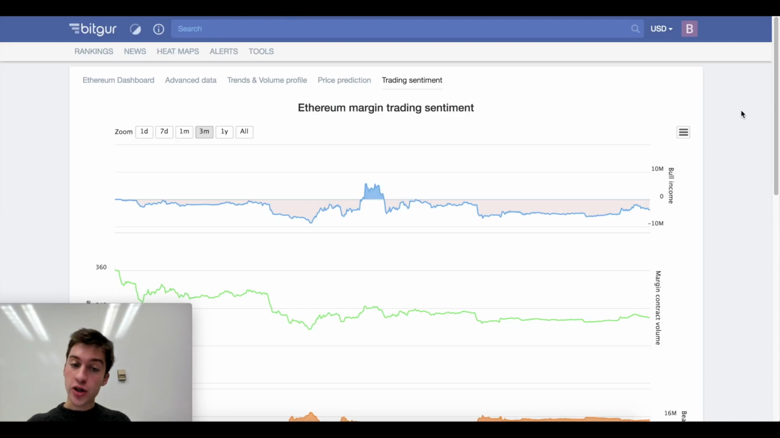So hopefully it is helpful for you. Take a look at a few different coins, a few different time frames, and see what you can do with it.